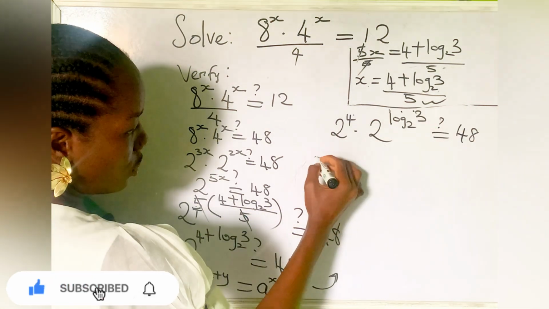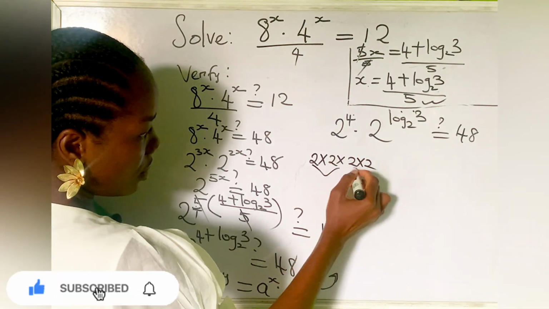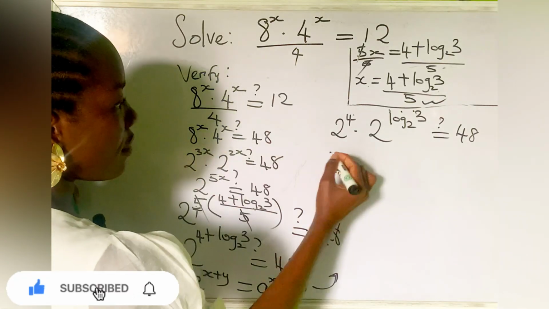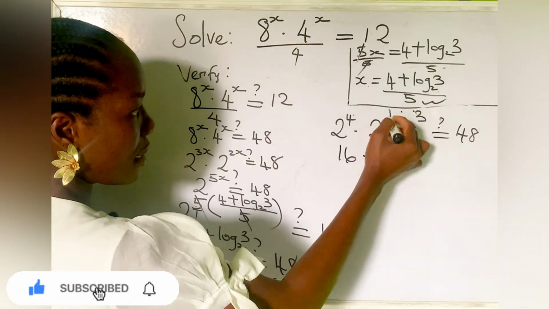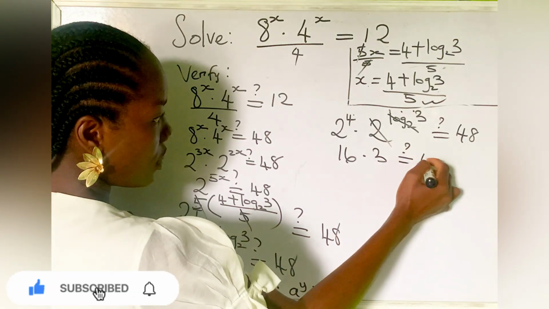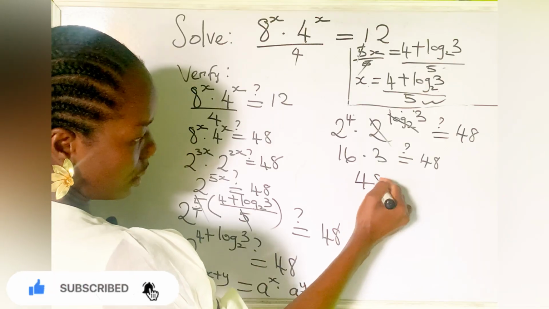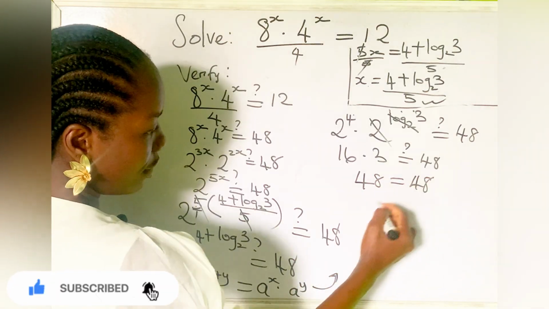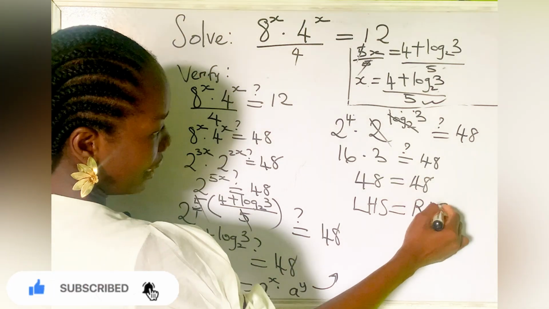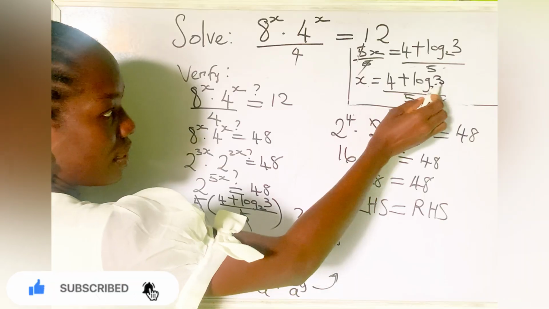2 to the power of 4 is going to give us 2 times 2 times 2 times 2, which is 4 times 4. That's 16, right? So we have 16 multiplied by, base 2 cancels base 2, 3. Is it equal to 48? So we see that 16 times 3 is going to give us 48. That is equal to 48. Therefore, the left-hand side is the same as the right-hand side. That goes to tell you that our value for x, 4 plus log 3 base 2 over 5, is correct.